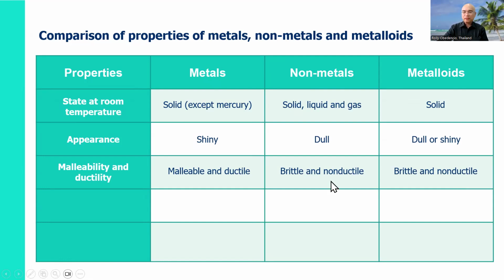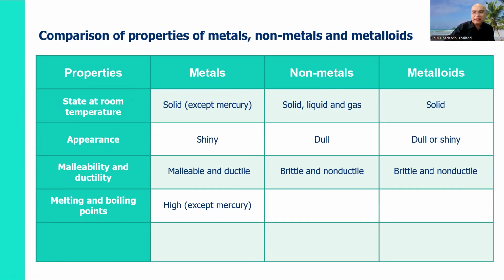Metalloids are brittle and non-ductile. What about the melting and boiling points? As we know, metals melt and even boil at high degrees centigrade, except mercury. And nonmetals are low in boiling and melting, except carbon. The metalloids vary. It means they change.